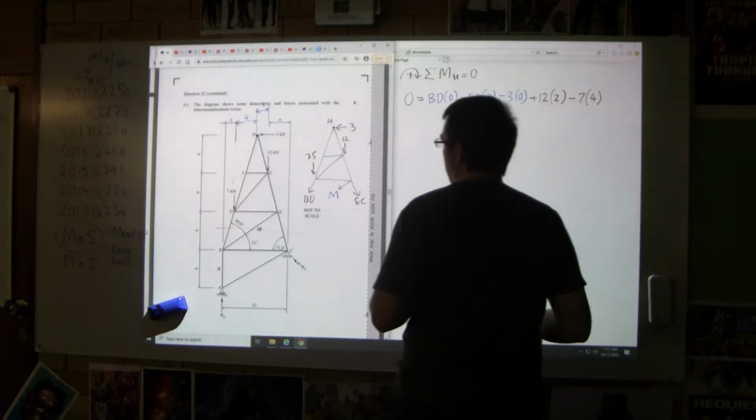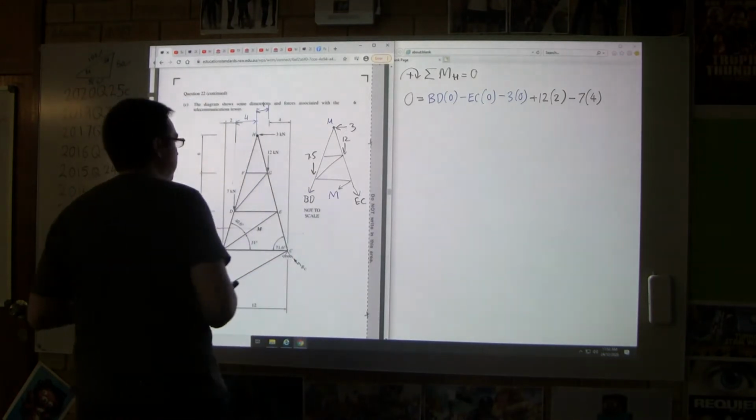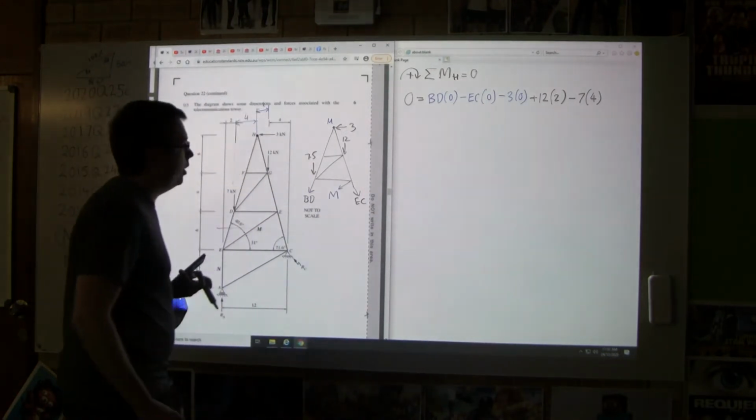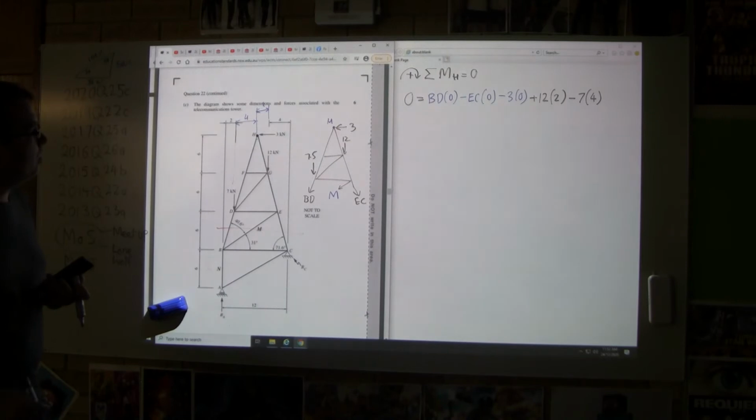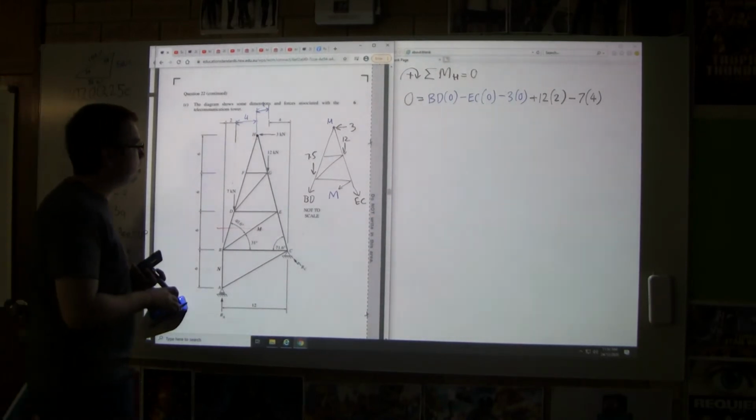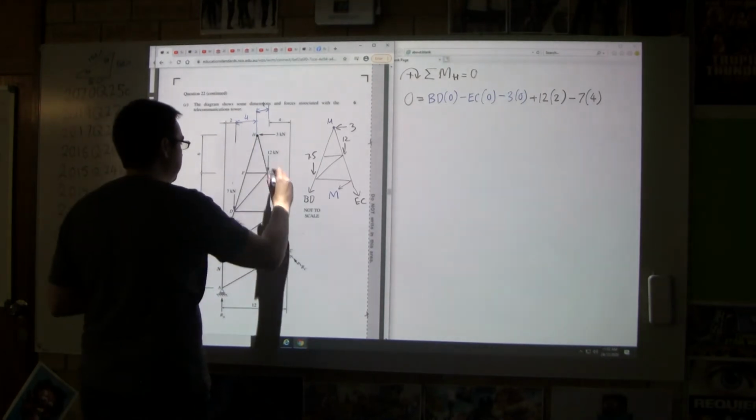Now the last part, this is the one that's the real stinker, right? Is this M. How do we get rid of M? Well, you might say, well, what's the problem? The problem is that we don't know the perpendicular distance of M.